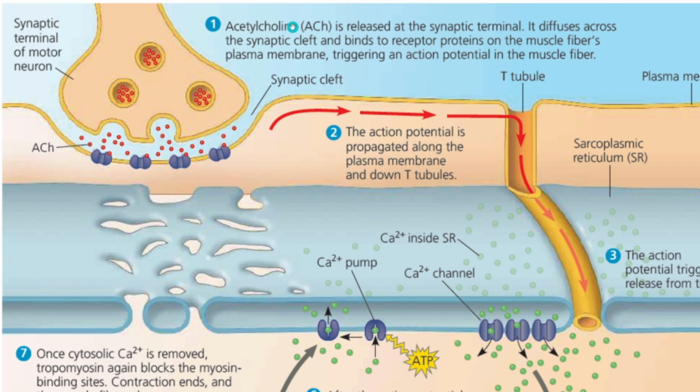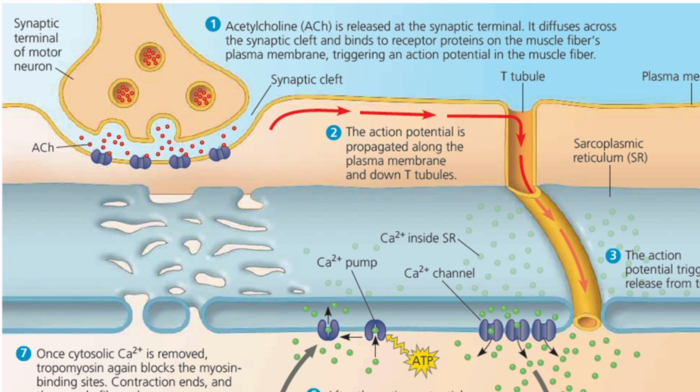Is acetylcholine released at the synaptic terminal? Okay, once it is released, it will bind to the receptor protein. You don't need to write the scientific name of this receptor protein, because different types of skeletal muscle have different types of receptor protein. You just write the general name, receptor protein, and that is okay. Bind to the receptor protein and it will trigger the action potential.